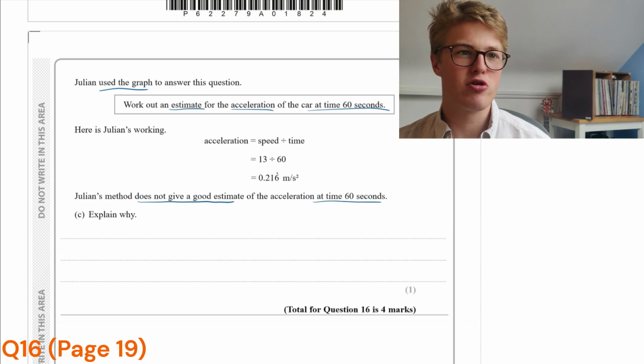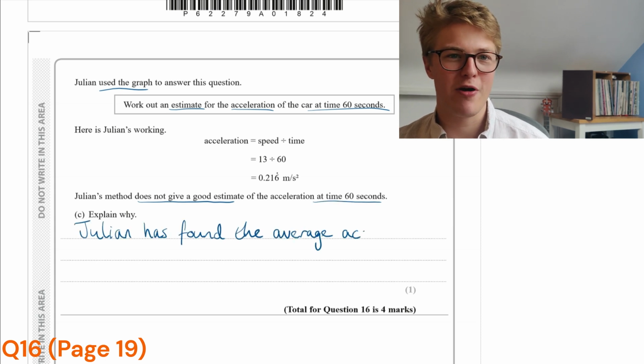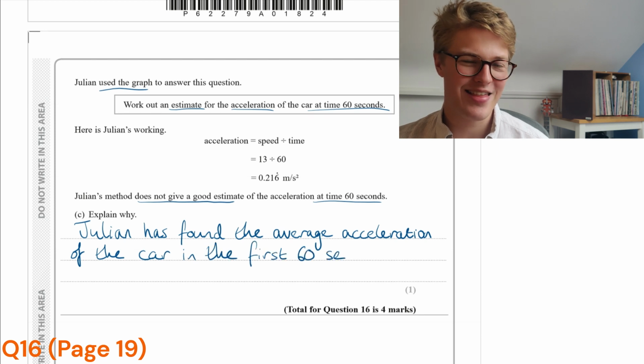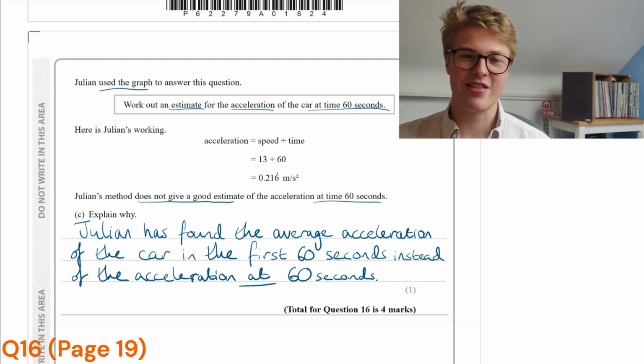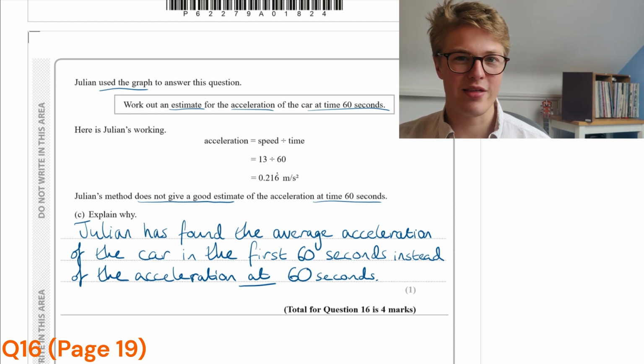Explain why. So Julian's found the average acceleration of the car in the first 60 seconds instead of the acceleration at 60 seconds. So he's basically found the gradient from the point 0, 0 to the point 60, 13, which is why it's an average and not the exact value at that point. The way we do this is we find a tangent. So instead of what I've said, you could also say something like Julian needed to find a tangent at this point to get a mark.